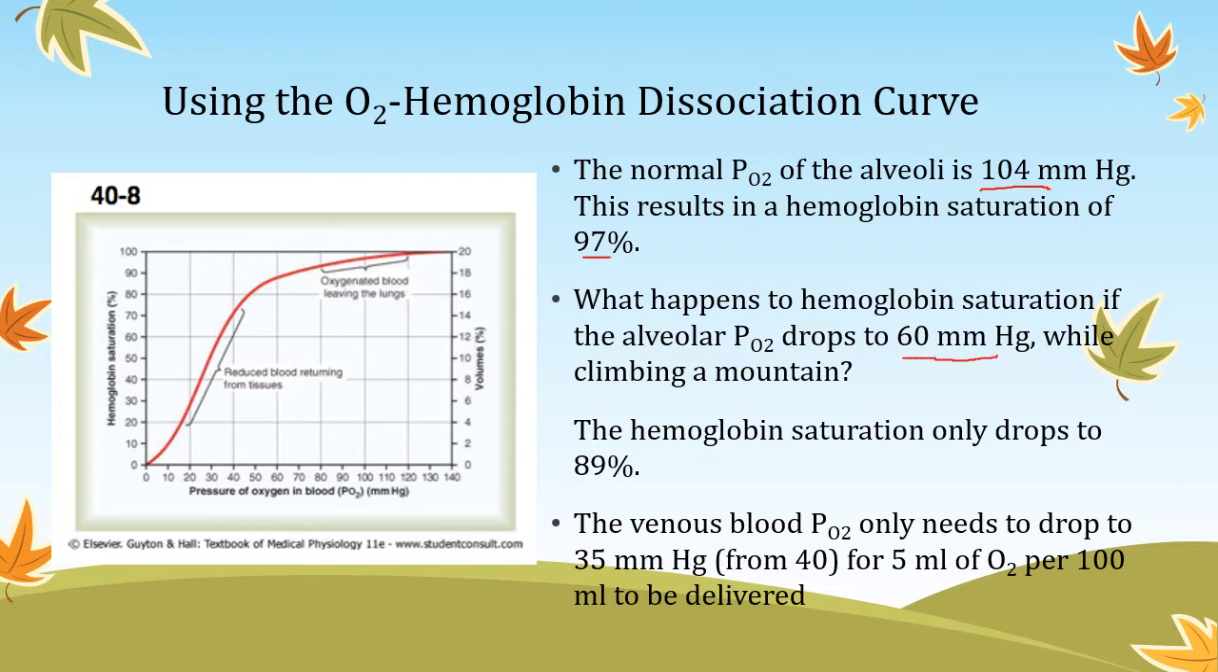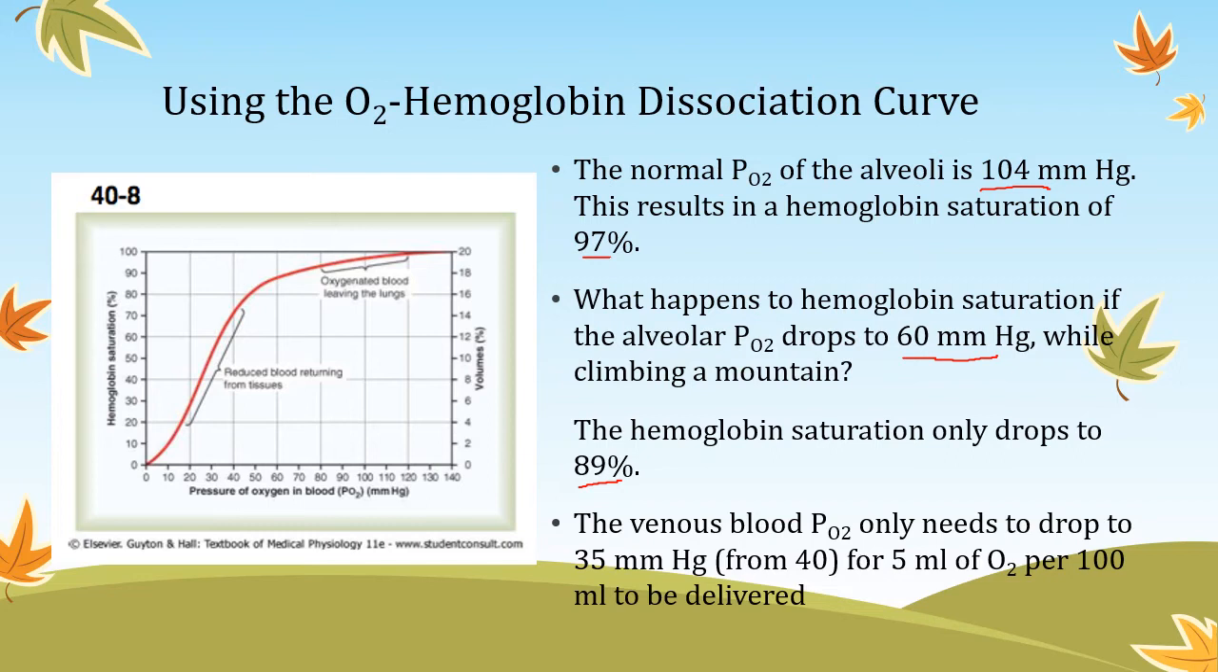Okay, and what happens to hemoglobin saturation if there is a drop from 104 to 60 millimeter mercury? So let's say now the blood travels to an area where the tissue or the environment is having less oxygen, whereby the partial pressure of oxygen is now 60 millimeter mercury. So now there is an increased need of oxygen, right? So the hemoglobin saturation now drops to about 89%.